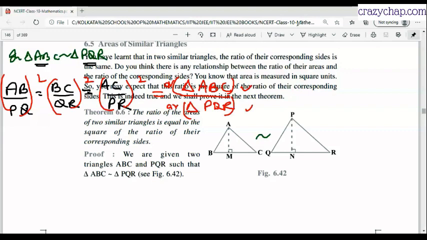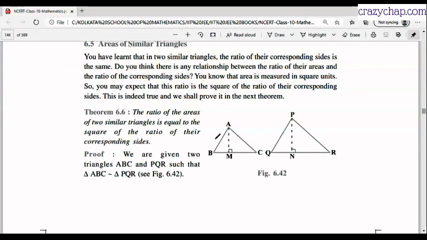That's nice. With an example, let me show you. Let's say side AB is 2 and side QR is 5. Let's say side BC is 3 and this side is 7.5, and angle B is equal to angle Q. So first of all, you have to decide, is triangle ABC similar to triangle PQR?